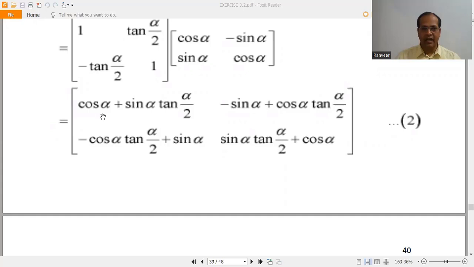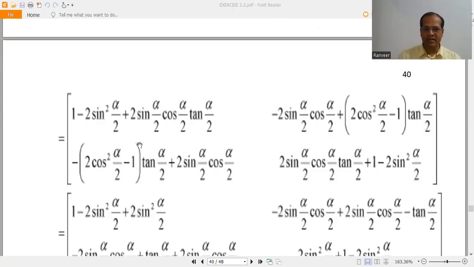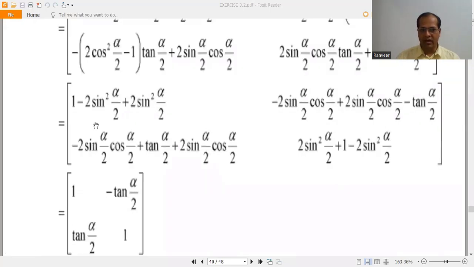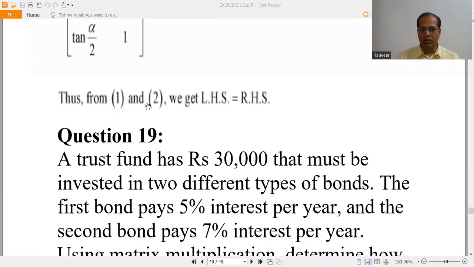And we know how to do the product of these two matrices. Now cos alpha, sin alpha, tan alpha by 2, this we converted into 1 minus 2 sin square alpha by 2, 2 sin alpha by 2 cos alpha by 2, tan alpha by 2. Now this tan alpha by 2 we can write sin alpha by 2 over cos alpha by 2, so this cos alpha by 2 will cancel. So all the operations we do like that, and we got the value 1 minus 2 sin square alpha by 2, 2 sin square alpha by 2, and this 2 value will cut. So this is 1 minus tan alpha by 2, tan alpha by 2, and this is 1. Now both values are same.